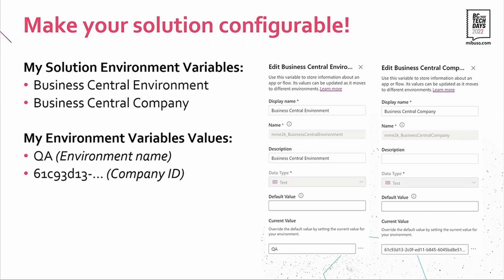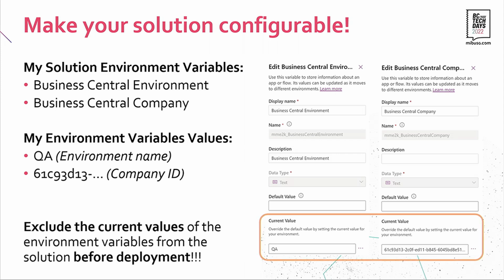Environment variables for my solution are Business Central environment and Business Central company. I use the type text. You see here a short screenshot of it. And furthermore, I have added the values for these environment variables inside of my development environment in Power Platform. These current values are currently included inside of my solution. For that reason, I need to exclude them because I won't ship them with my package to the next environment. I want to configure it in the target environment.